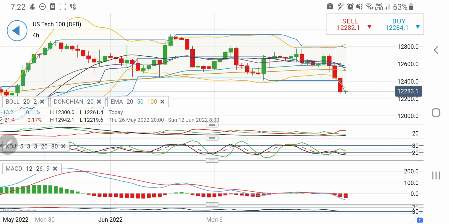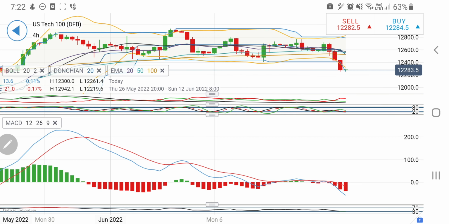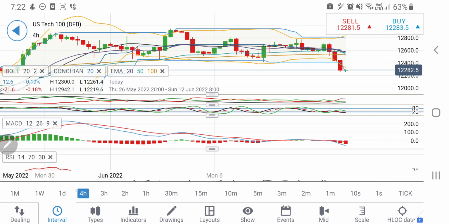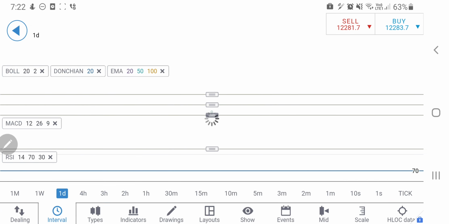Directional movement is anyways bearish there. The MACD is also trading bearish. It is wide divergent, indicating more bearishness there. RSI is near the bottom there. Now look at the daily charts.